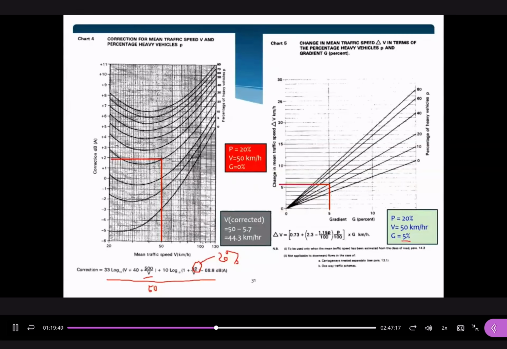Now in this case, this is 5%, and the adjusted vehicular flow is 44.3. So the value V in this equation becomes 44.3 km per hour instead of 50. But for downward flow, you do not need to consider this one. You do not need to consider chart number 5. You can go to chart number 4 directly, because when we go downward, we need to make use of the brake to control the speed. Any problem about this one?